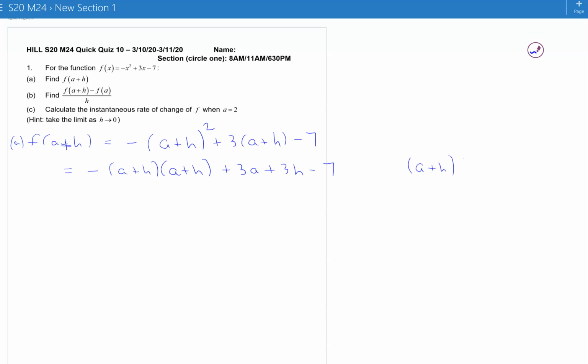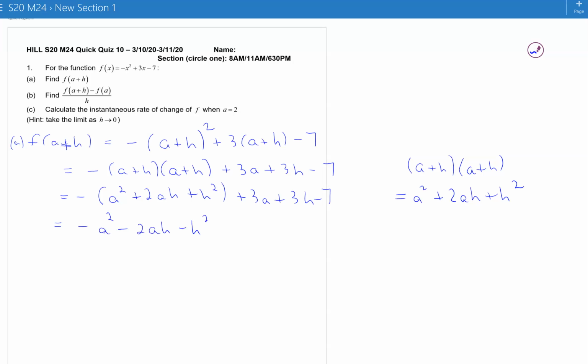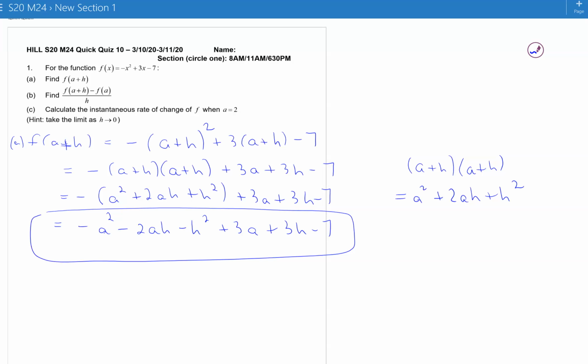Well, a plus h times a plus h is going to be a squared plus 2ah plus h squared. So we're going to have negative the quantity a squared plus 2ah plus h squared, plus 3a plus 3h minus 7. Then we need to distribute that negative sign through all three terms. So here is f of a plus h.